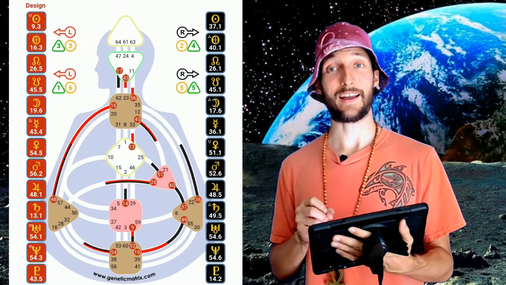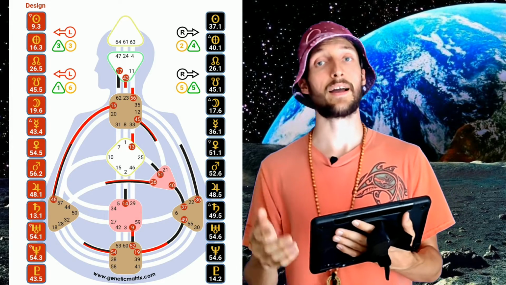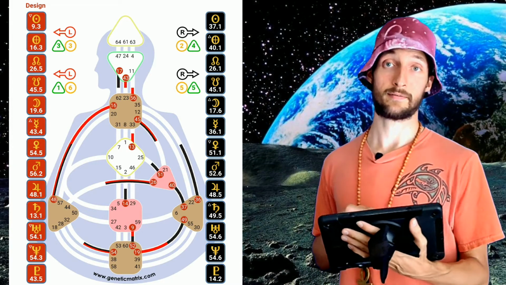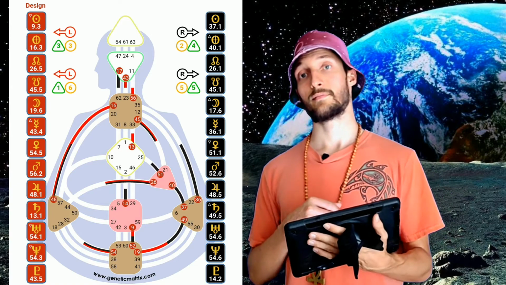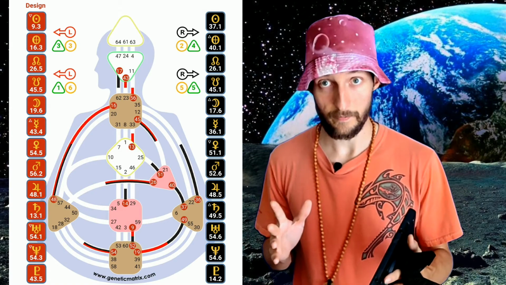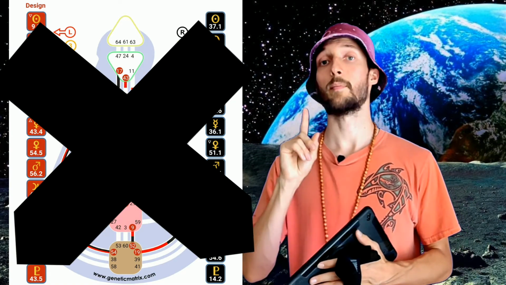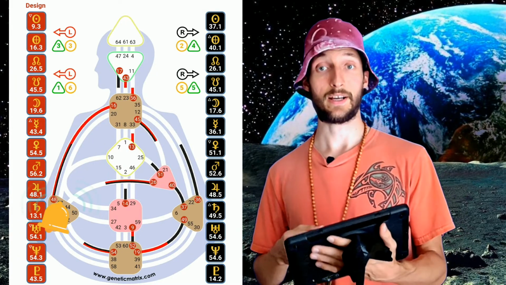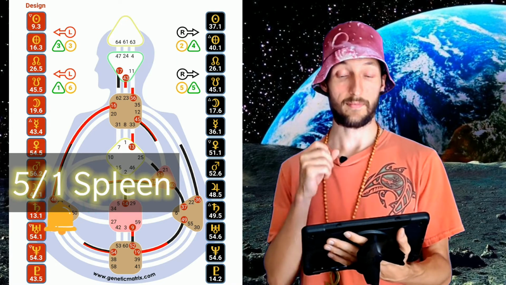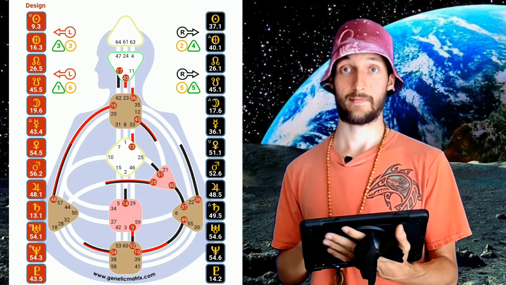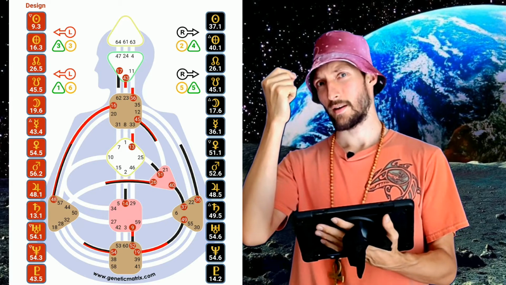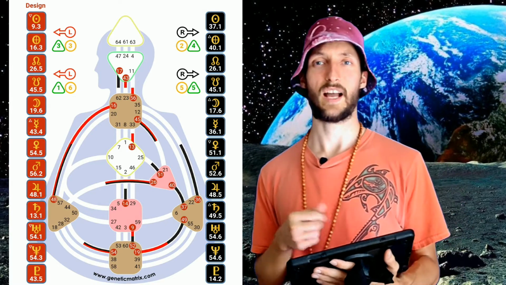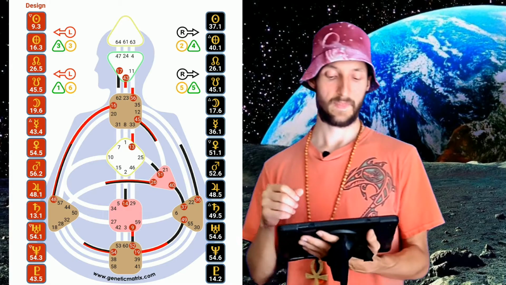Right here we're looking at a personality 5th line and a design 1st line. Not for me holistically, but for my spleen, for my splenic center, it is only a 5-1 in gate 48. Now what does that mean? A 5-1. What do I mean by that?